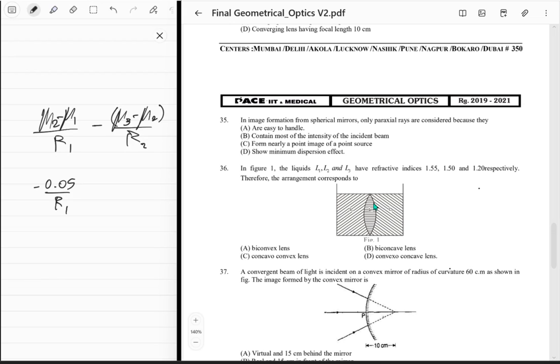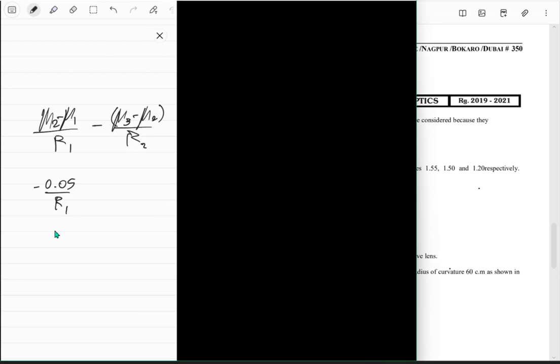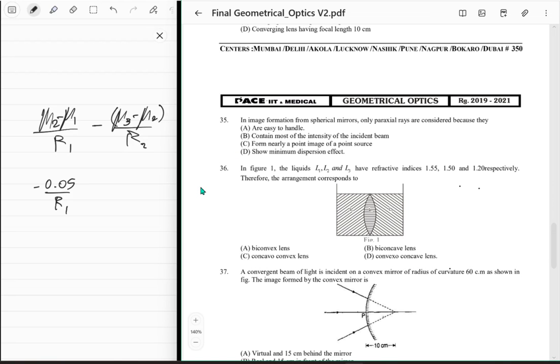Should we go with the assumption that these radii are actually the same? So R and R? I don't know. But mu3 minus mu2 is going to be negative 0.3, but we don't want it to be negative. We want it positive so that we can see something for sure. This is okay. So this will be plus 0.3 upon R2.